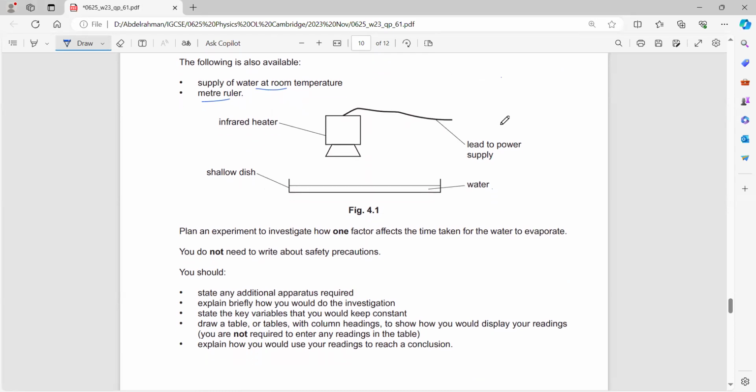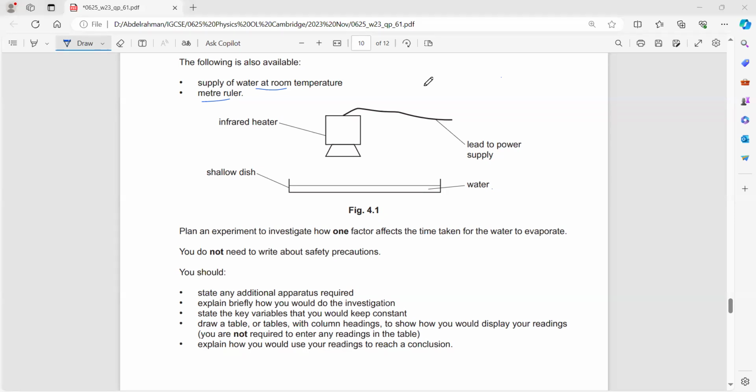So which factor should I choose? Whatever factor you like. This would be the factor that you will be changing. So what should I do with all of the other factors? They should be constant. They should be controlled variables. They must be constant.